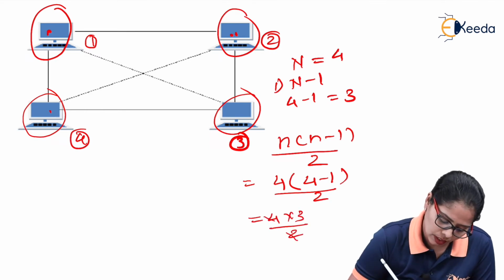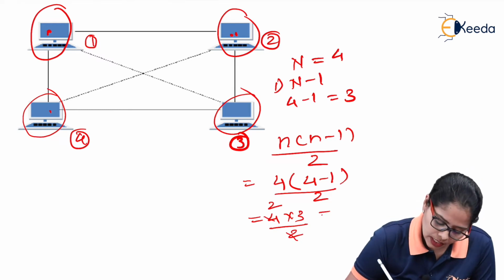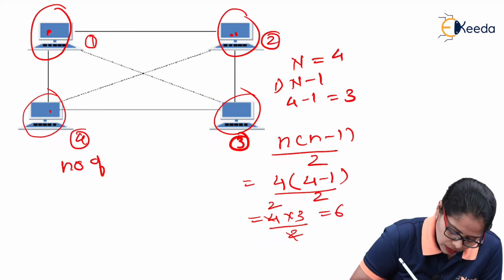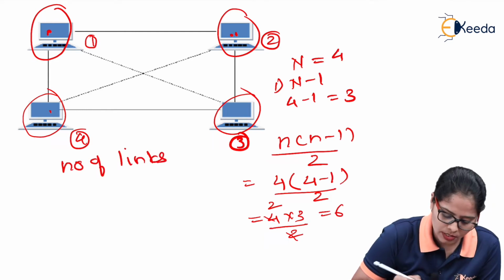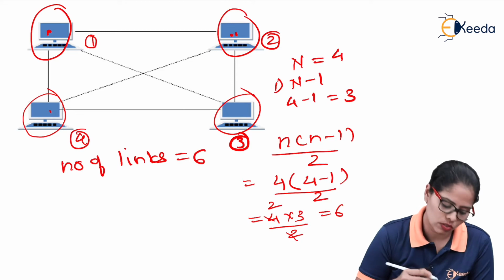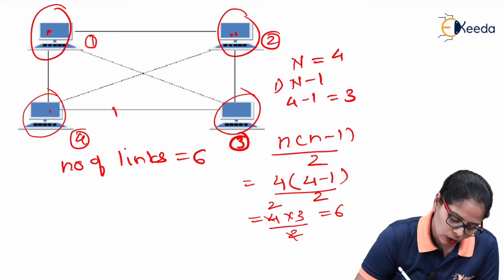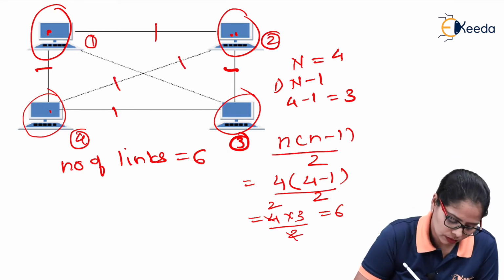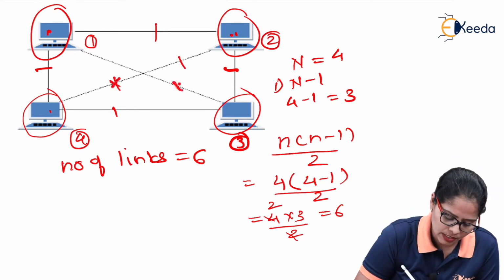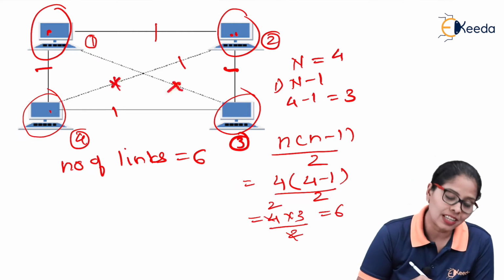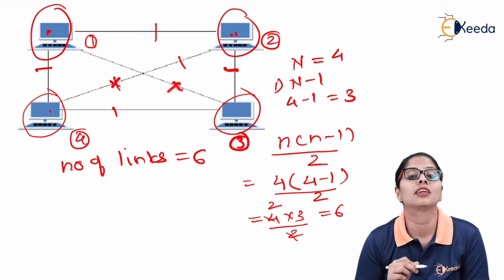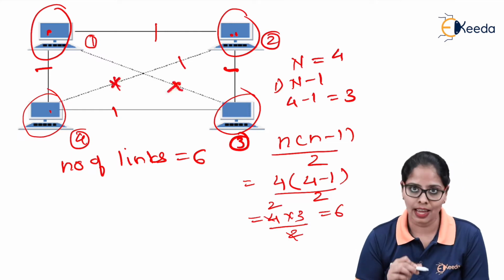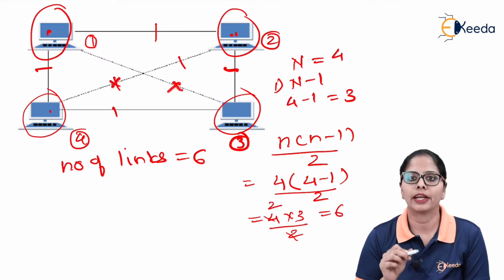So now how many links are there? 6. So the number of links, or we can say cables, is equal to 6. Now see over here, 1, 2, 3, 4, 5, 6. This is 5 and this is 6. So how many cables will be there in the mesh topology? You can find out with this formula, that is n(n minus 1)/2.